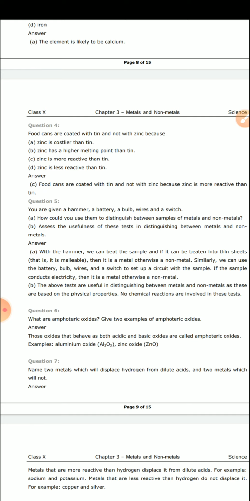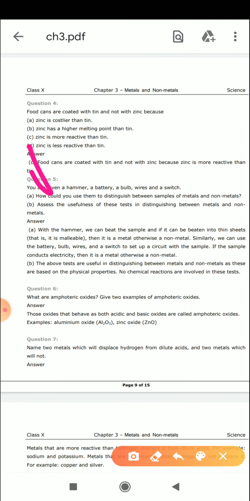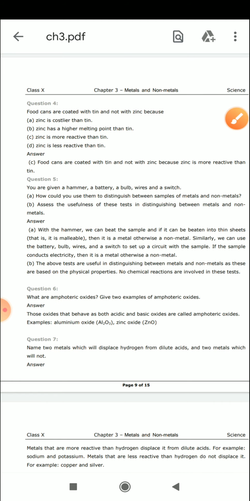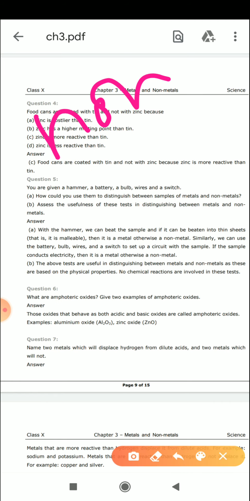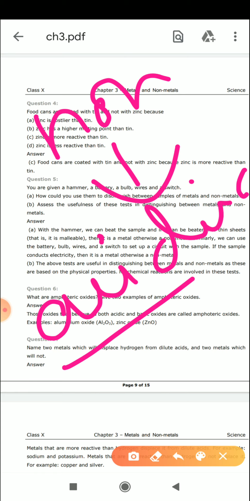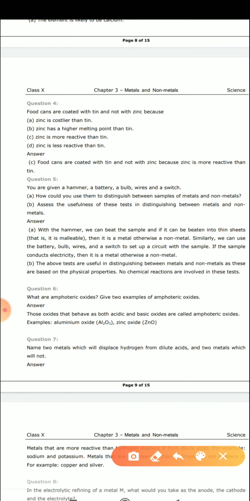As you studied, metal oxides are basic in nature, and non-metallic oxides are acidic in nature. Let me remind you that when we studied metals, we said that metal oxides are basic, and when we studied non-metals, we said that non-metal oxides are acidic. But some oxides behave like acids and sometimes like a base. These kinds of oxides are called amphoteric oxides.